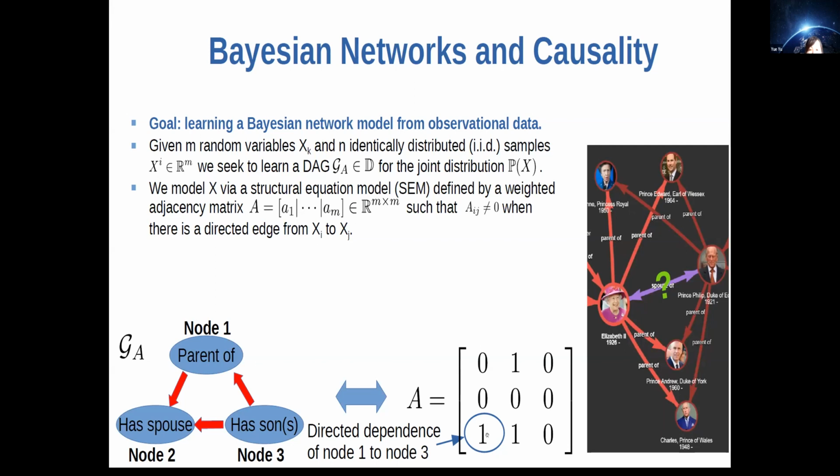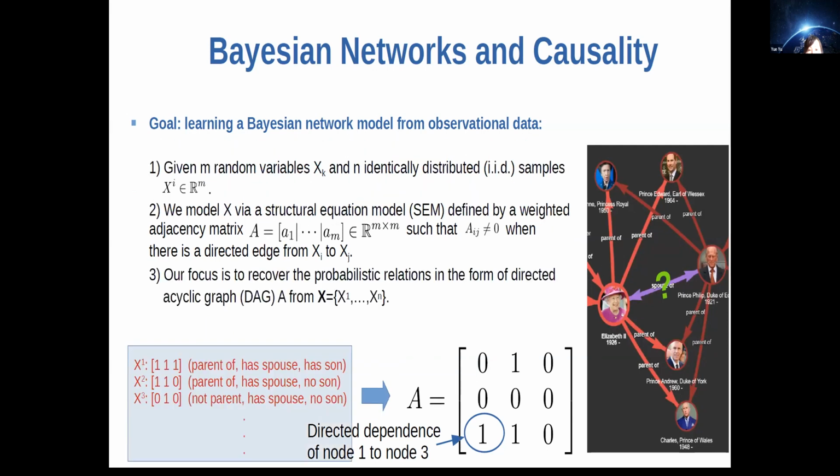In reality, it doesn't have to be 1. It can be any non-zero real number, and this real number can characterize how much correlation there is between these two variables. Then the second element is similar. We know node 3 infers node 2, so there is an element which is non-zero here. The second element is also non-zero.